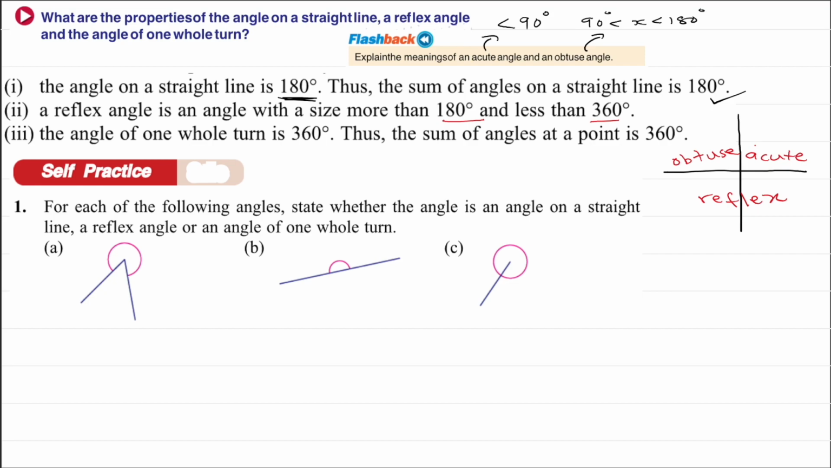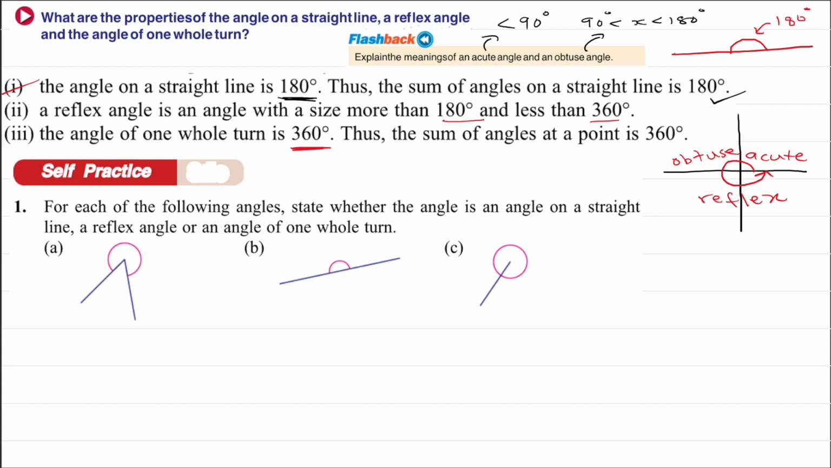Okay. Point yang ketiga, the angle of one whole turn is 360. Satu whole turn ni maksudnya kalau kamu pusing habis ni, satu habis semua ni 360. So, sum of angles at a point is 360. Okay. Kalau untuk first point ni, angle dekat straight line, total dekat sini adalah 180. Okay. Benda tiga benda ni, properties yang penting-penting kamu kena tahu.